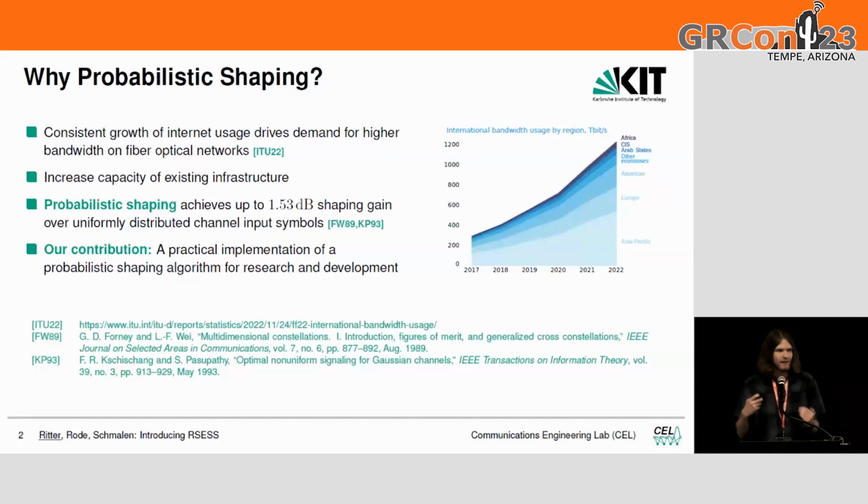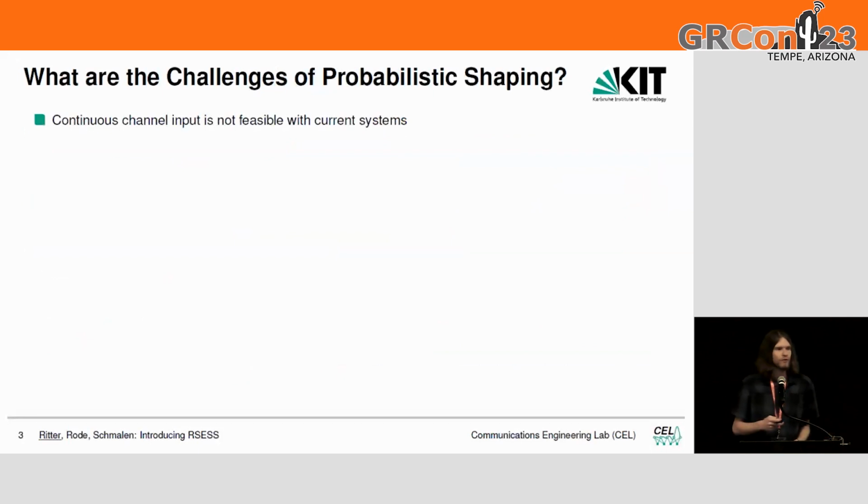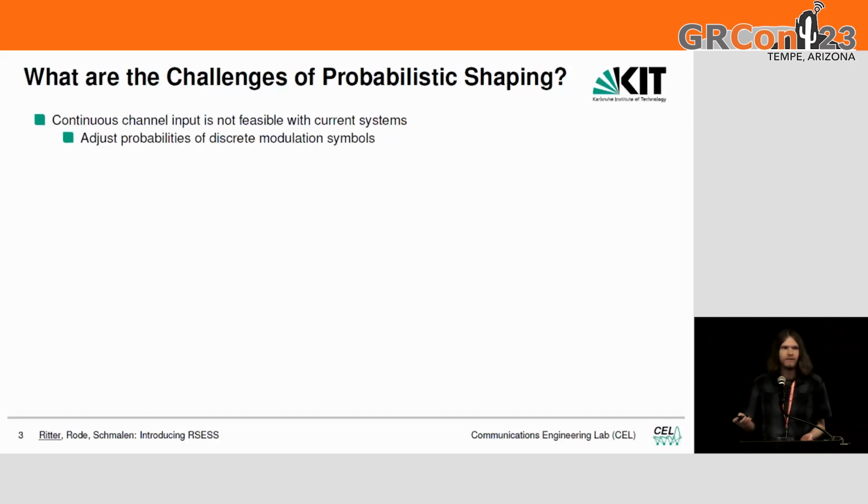But let's first take a step back and look at the general challenges for probabilistic shaping. So first of all, continuous channel inputs are currently not feasible. This means we will have to bite the bullet and only adjust the probabilities of our discrete channel input signals. Second, data bits are usually uniformly distributed.